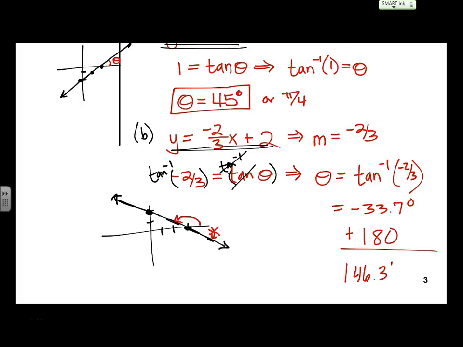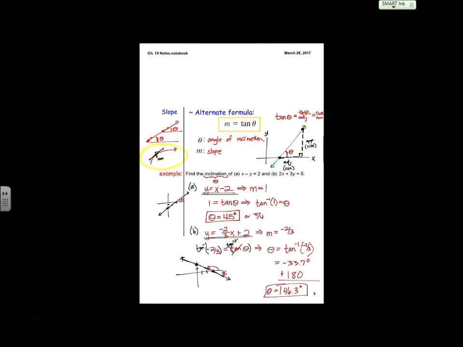Can we just round to 146.3 then? Yeah. Cool. So that's an obtuse angle of inclination. Don't go negative, go positive. Take the negative, use it, but don't keep that as your final answer. That's it, right?